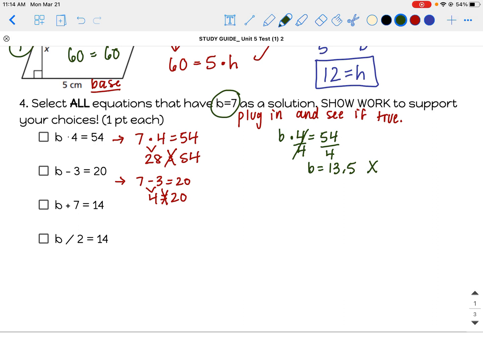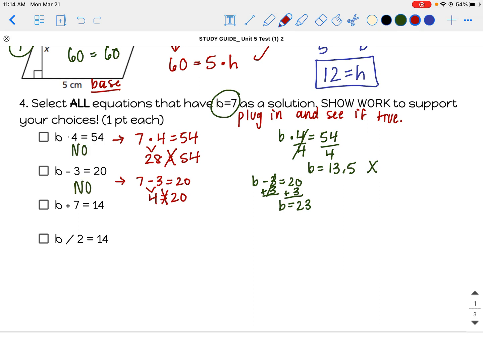Once again, let's show the other method. b minus 3 equals 20. The opposite of subtracting 3 would be adding 3 to both sides. And b would have to equal 23, which of course, that's not 7. So that's also not a solution.